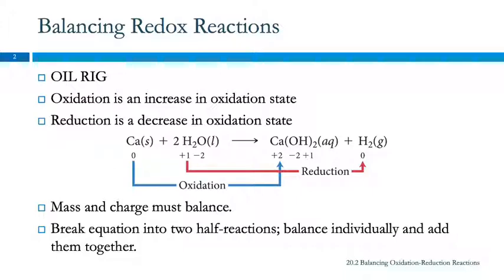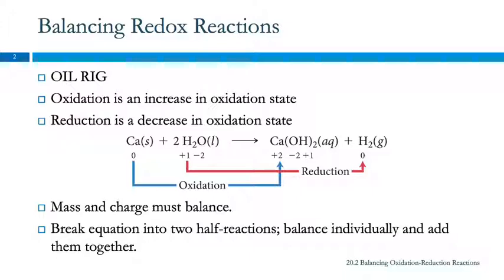So just as a very quick review, OIL RIG: oxidation is loss of electrons, reduction is gain of electrons. Oxidation is an increase in the oxidation state, reduction is a decrease in the oxidation state. And so when we have a redox reaction, we have an oxidation occurring and a reduction occurring. What's a little tricky about these is the mass has to balance and the charge has to balance. And in order for that to happen, we have to have the same number of electrons being lost and gained.